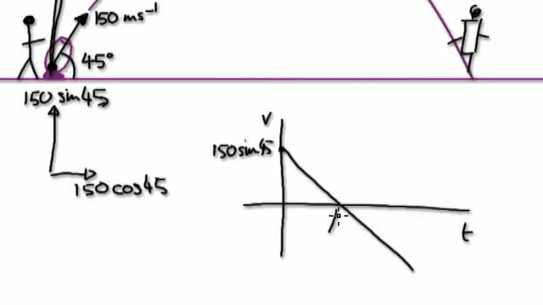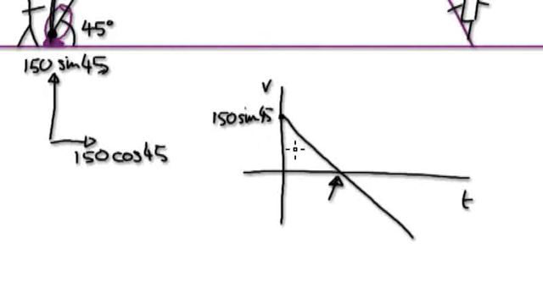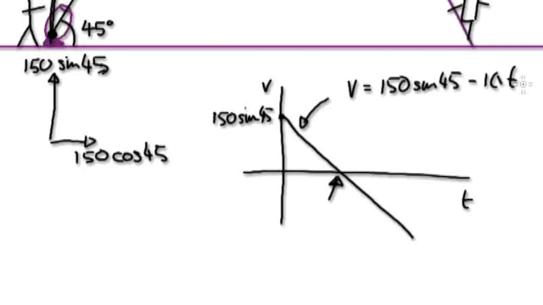So remember, we are trying to find the T max. Well, we are trying to find out the total flight time, but in order to do that, we are trying to find out T max, and then later we can just multiply by 2. So the equation for this line here is v equals 150 sine 45 minus 10t. Okay, and now at this point here, the velocity will be 0. So put the 0 into the v and then solve for t.